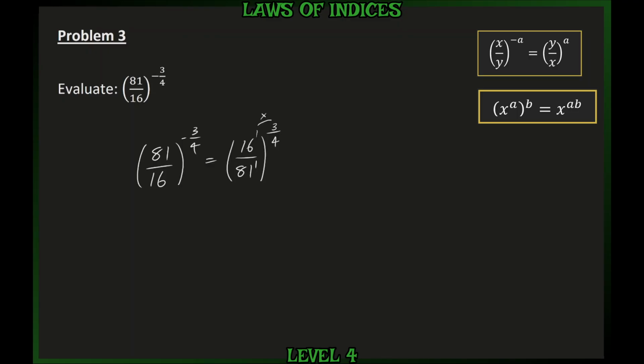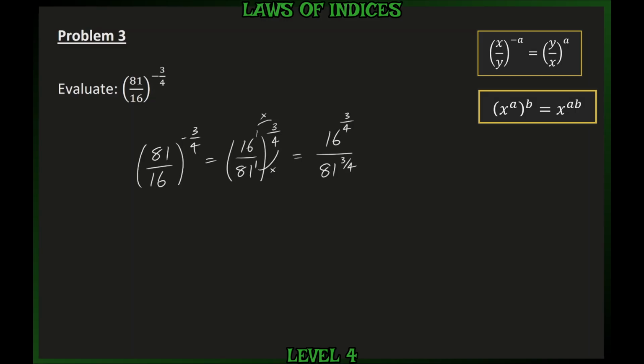So starting with our numerator, 1 multiplied by 3/4 is 3/4. So this becomes 16 to the power of 3/4. And once again, multiplying 1 by 3/4 in our denominator gives us 81 to the power of 3/4.